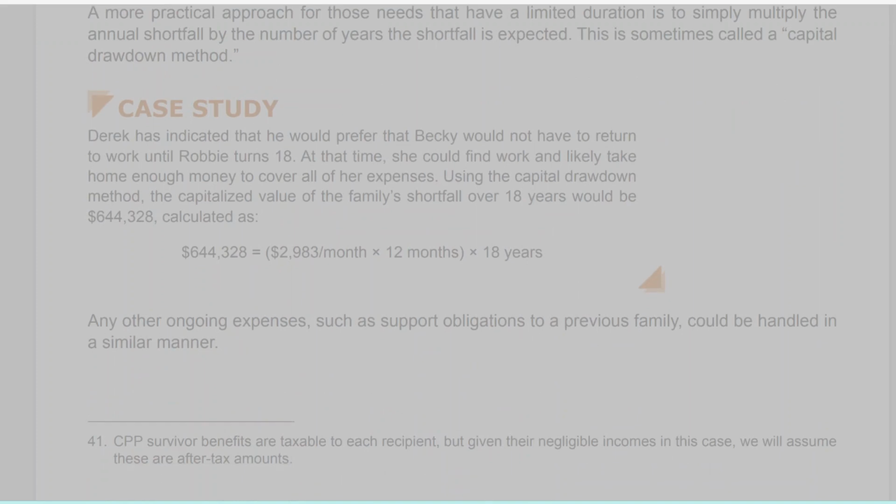A more practical approach for those needs that have a limited duration is to simply multiply the annual shortfall by the number of years the shortfall is expected. This is sometimes called a capital drawdown method.